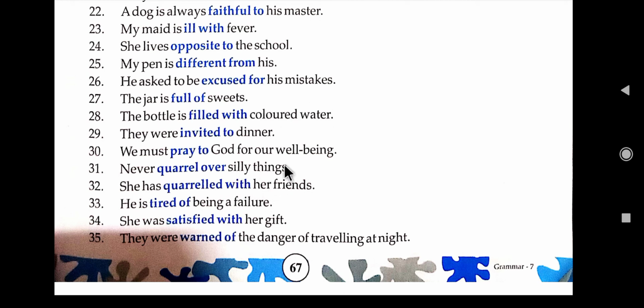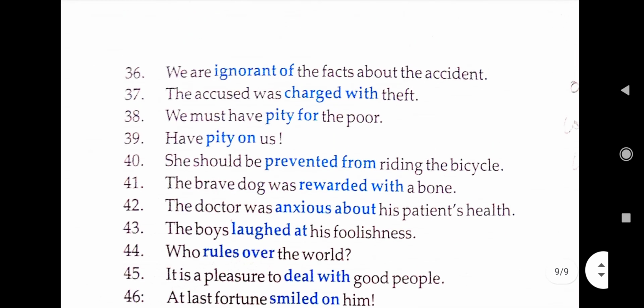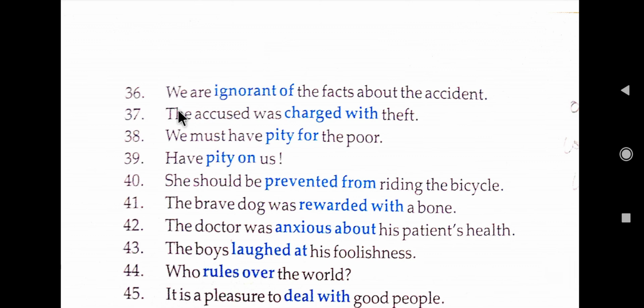Whenever you are talking about things, you always use quarrel over. Whenever it is related to a person, you always use with. She is tired of being a failure. She was satisfied with her gift. They were fond of traveling at night. Now next. We are ignorant of the facts about the accident.